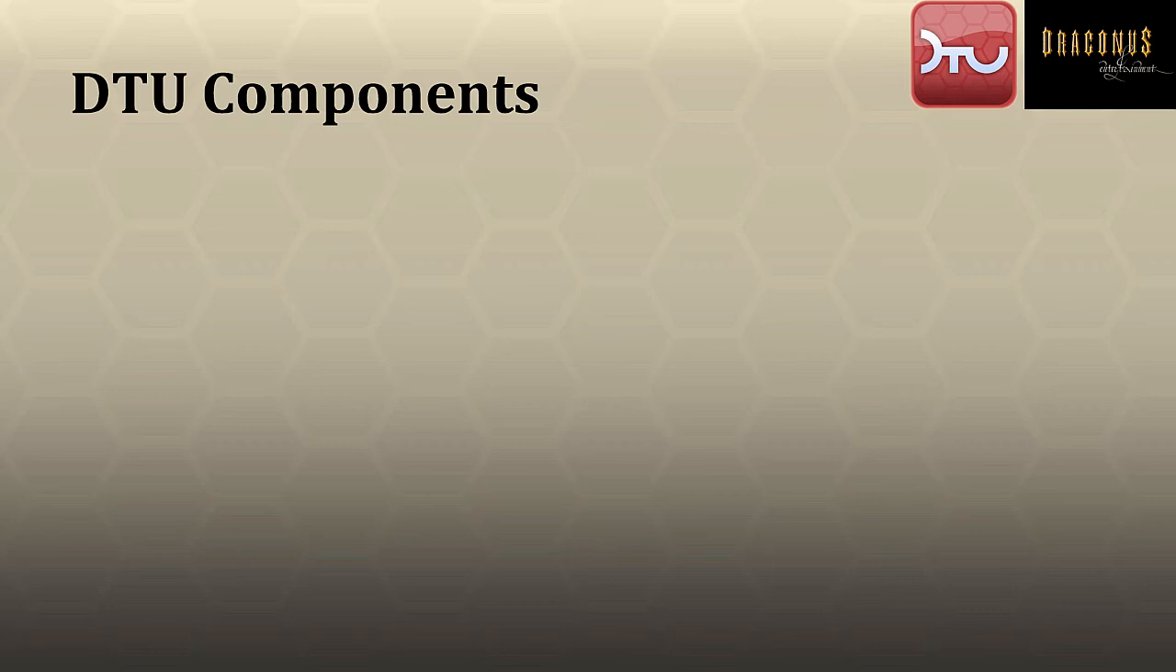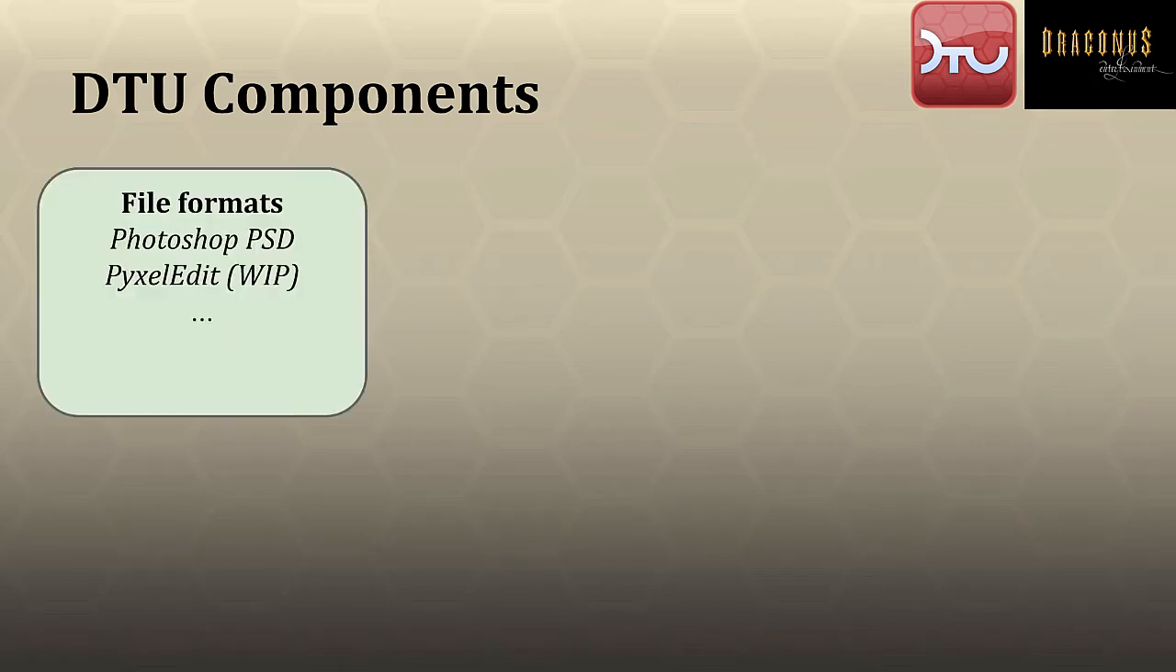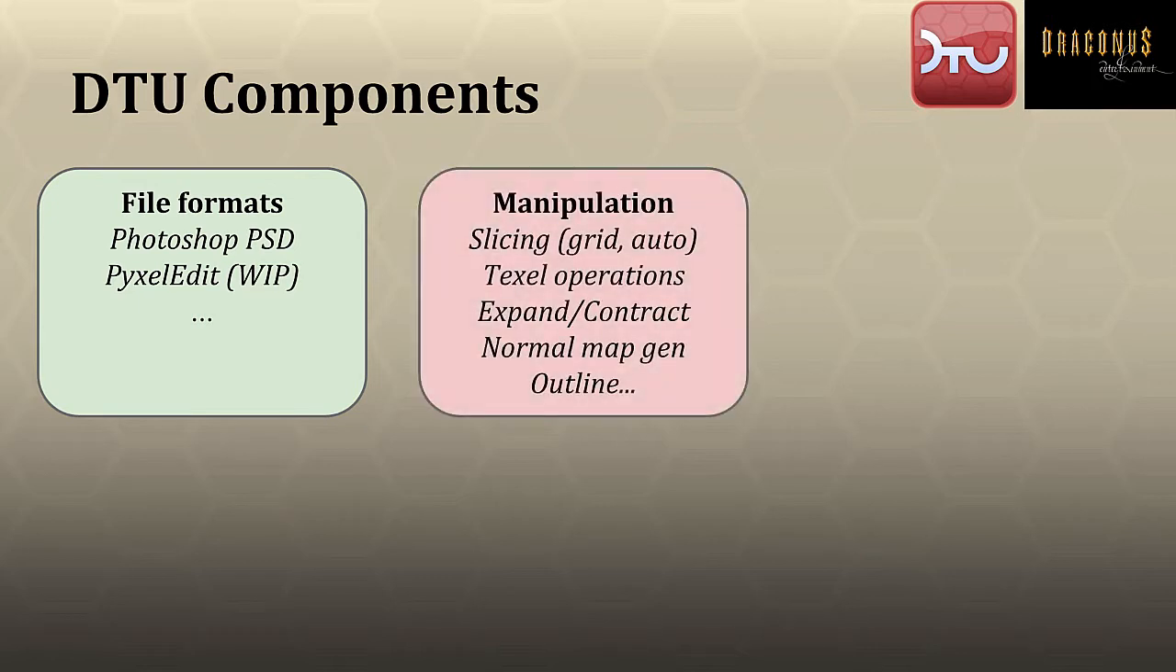DTU consists of 4 different kinds of components. The first one is the file format support. Currently this includes Photoshop PSD Reader with more to come. The second one is the heart of DTU. It's an ever-growing list of various texture manipulation operations. For the full list of these, check out the documentation.